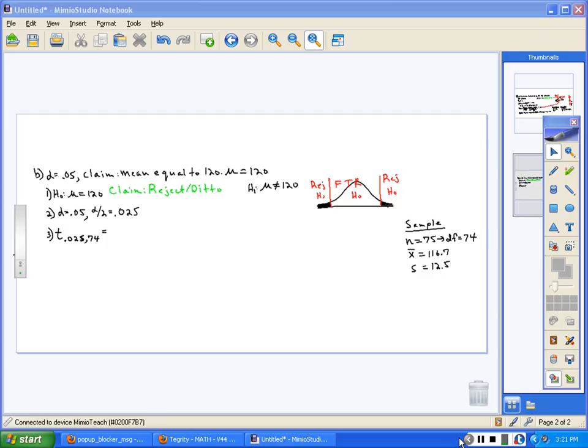Oh, there is no 75. Okay, there's 70 and there's 80, so we're going to go with 70 because that's the closest one. So that value is 1.994.